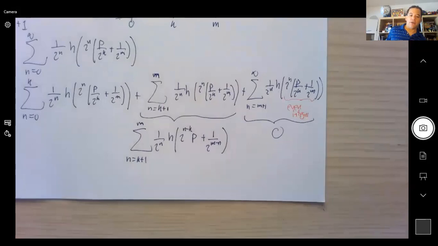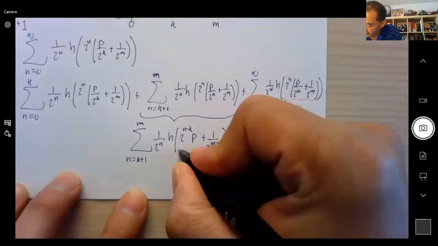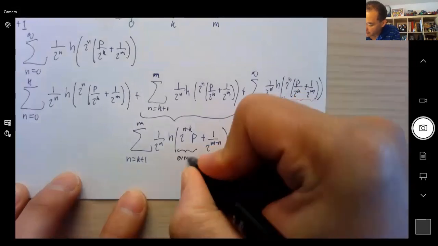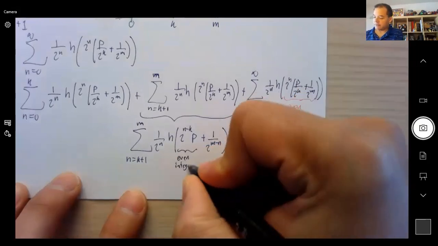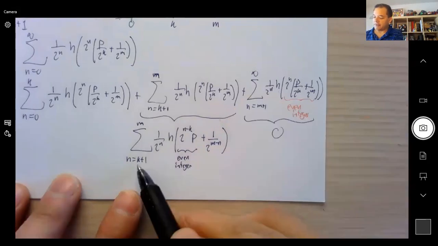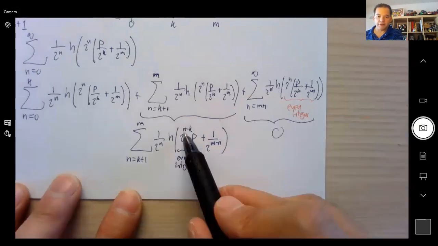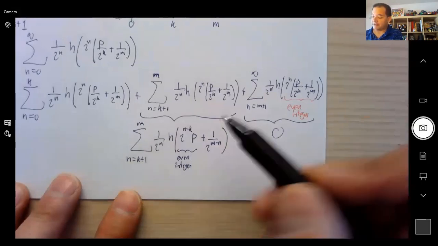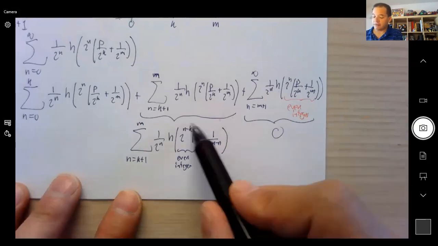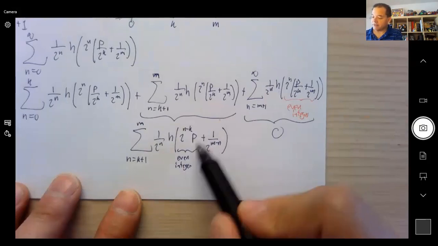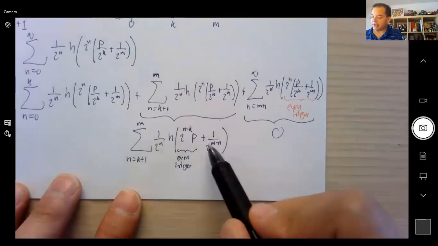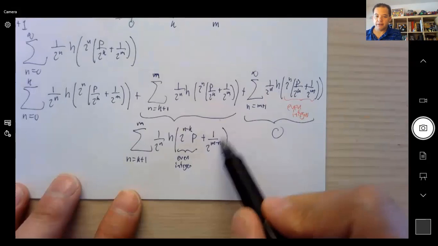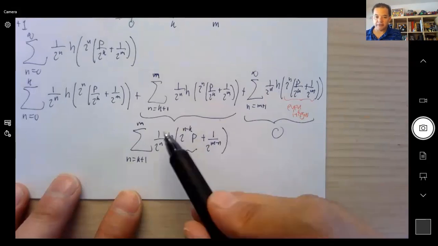Okay. Now notice, this is important. See, this guy is an even integer, because n is at least k+1. So this is k+1 minus k, it would be 2 or bigger, and then times an integer. So this is an even integer. So you have an even integer and you're adding a little tiny number, right? So what is h of that?